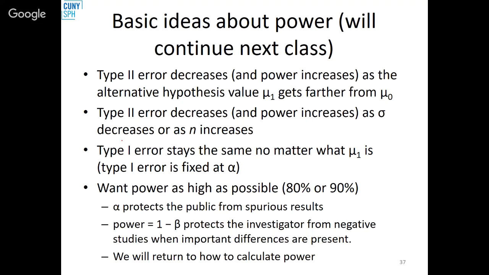However, the type 1 error rate is something that you remember you fix in advance. So it's independent of mu1. It's something that you decide on. And generally, when you design a study, you want the power to be as high as possible within the limitations of your resources.